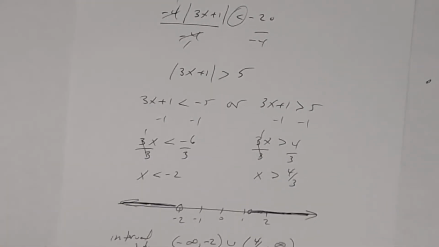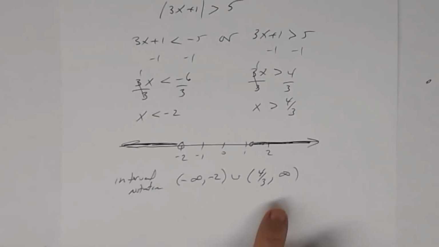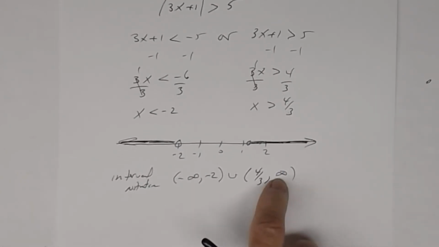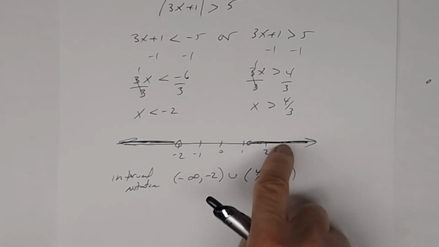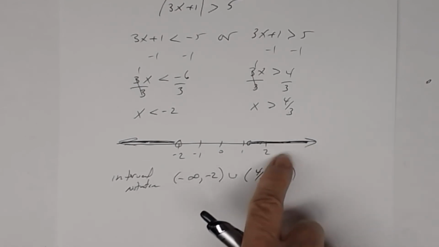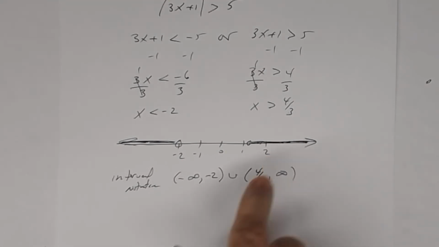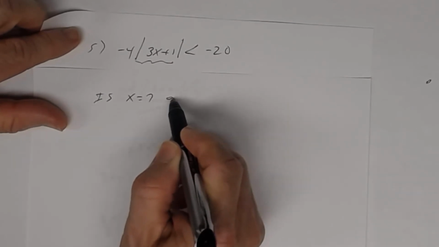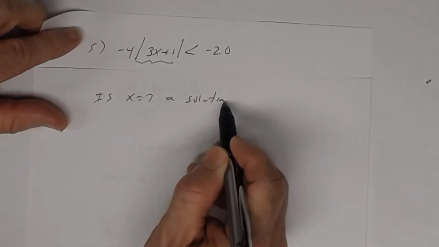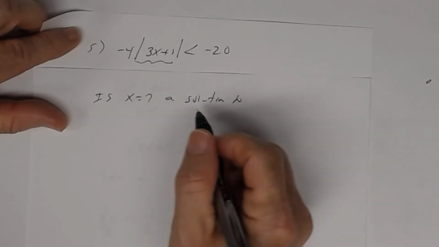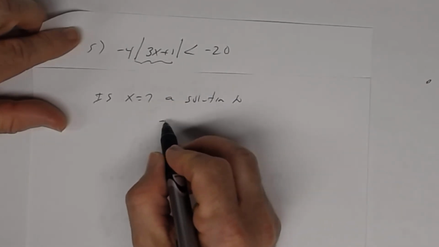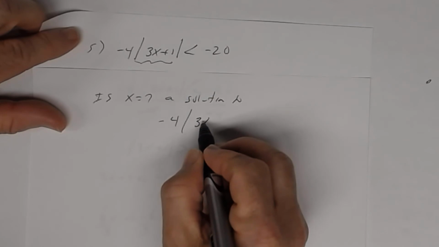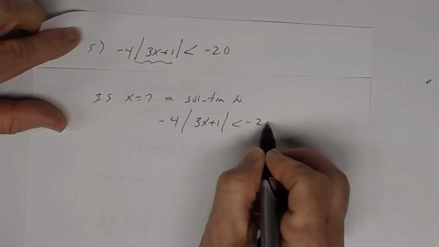So real quickly, in this interval that I'm pointing to, 7 is in here, right? You see, 7 is shaded. So that means 7 is a solution. So let's see if 7 is a solution. I'm going to ask you this question. Is x equals 7 a solution to this absolute value inequality? -4 times the absolute value of 3x plus 1 is less than -20.